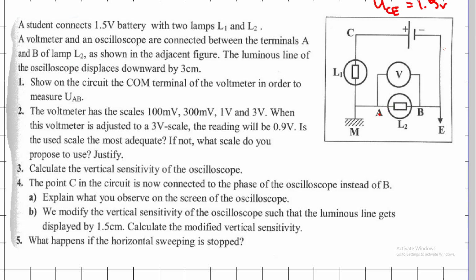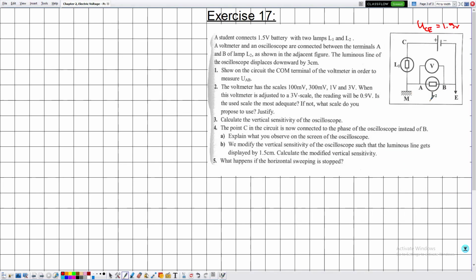So the voltmeter is already connected to the terminals A and B, but the oscilloscope is connected to E and M. But notice that between B and E we have a connecting wire, so E and B are considered as the same point. The same goes for the points M and A. So here in this case, UAB is simply equal to UME, because these 2 points are identical, because what's connecting M and A is a connecting wire and what's connecting B and E is a connecting wire.